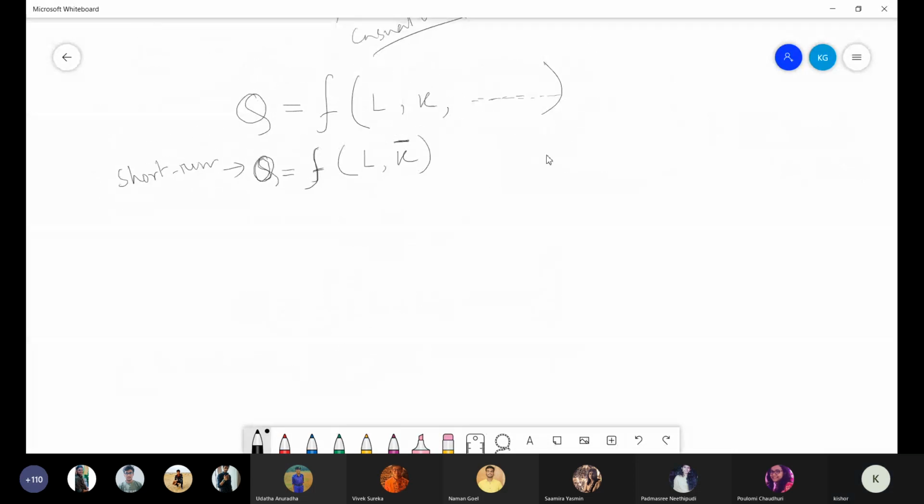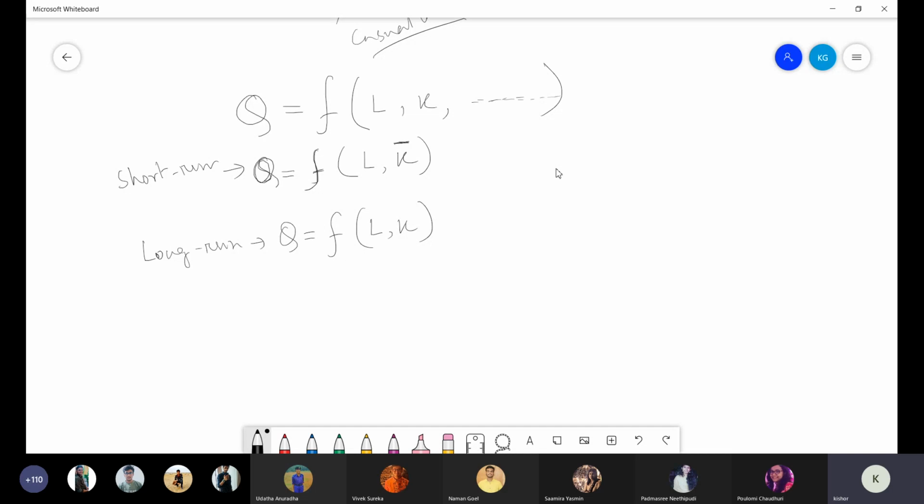But if it is a long run production function, we express output as a function of labor and capital. Both are variable in nature because in the long run, there is no concept of fixed input. But in the short run, you will find certain inputs are fixed, certain inputs are variable. Variable is represented by L, all the fixed inputs are represented by capital.